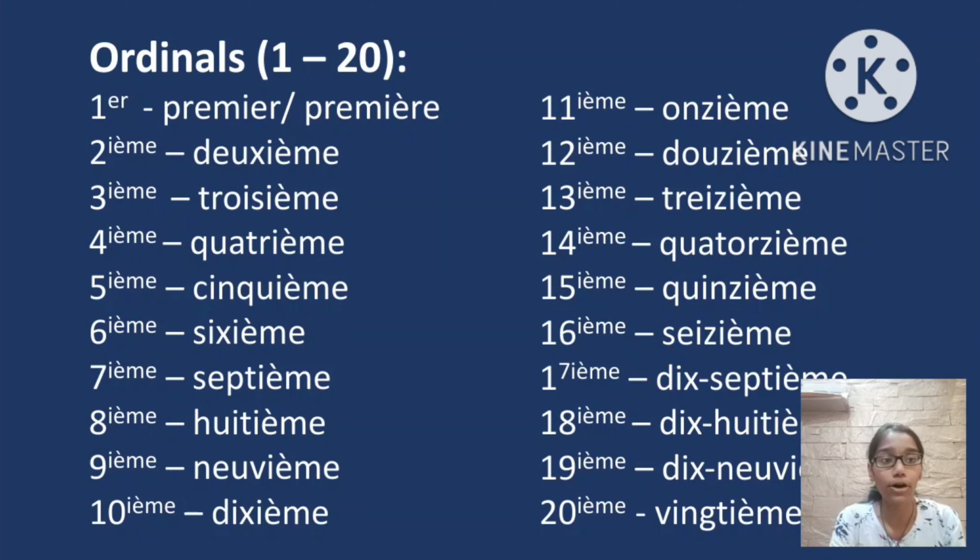So these are ordinals from 1 to 20. We'll read it. First, premier or première. The premier without e at the end is used for masculine nouns, and première with e at the end is used for feminine nouns.